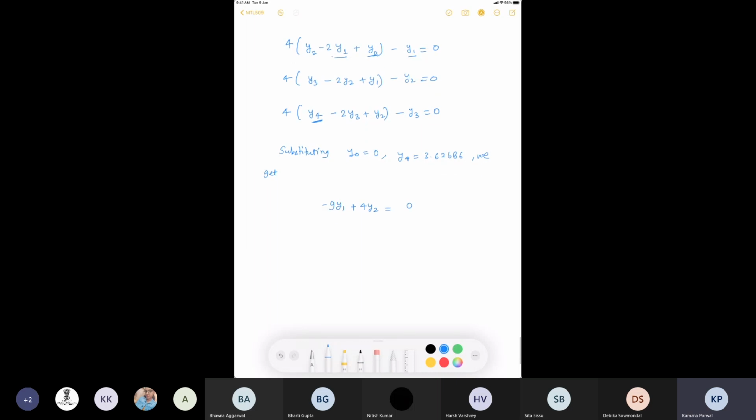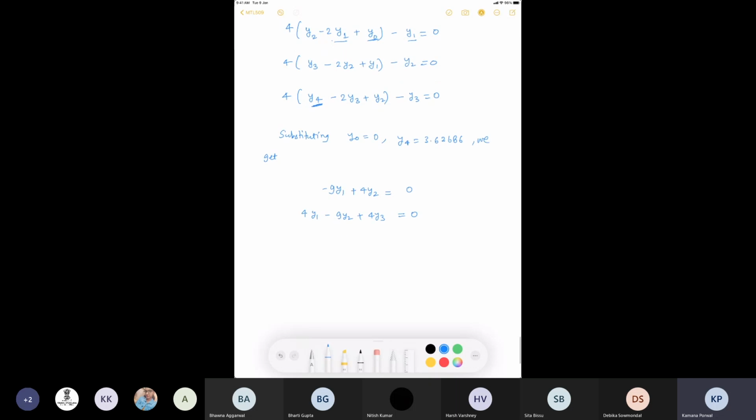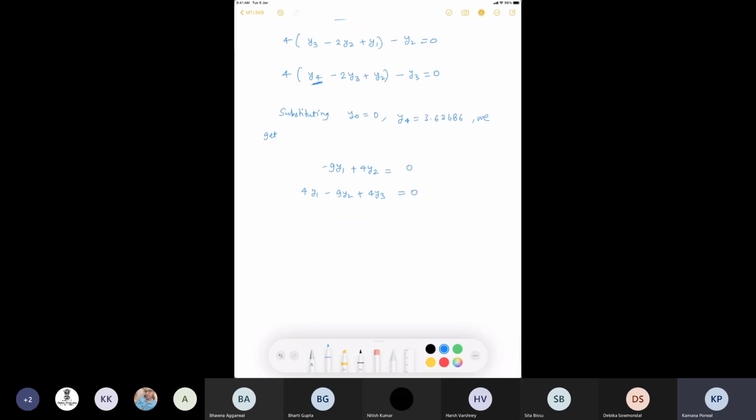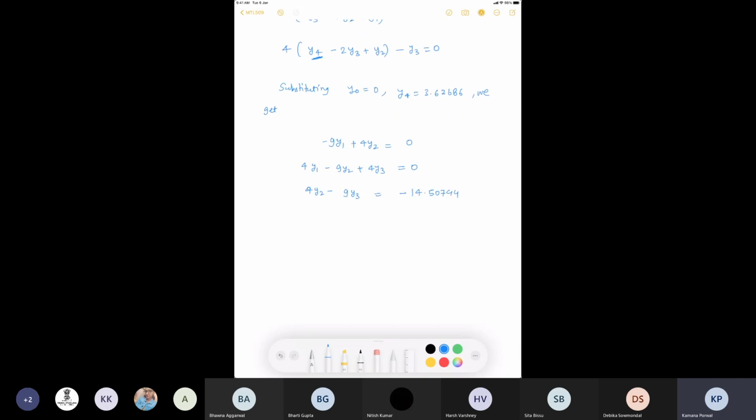The second equation will remain as it is: 4 y1 minus 9 y2 plus 4 y3. This equals 0. And from the last equation, y4 will go to the right hand side. So we will get 4 y2 minus 9 y3. This equals, upon simplification, minus 14.50744. Okay, upon simplification you will get this equation, right?